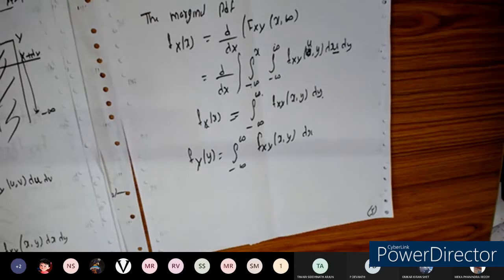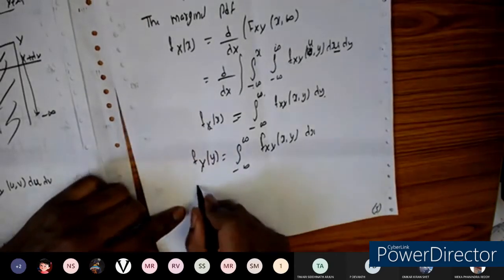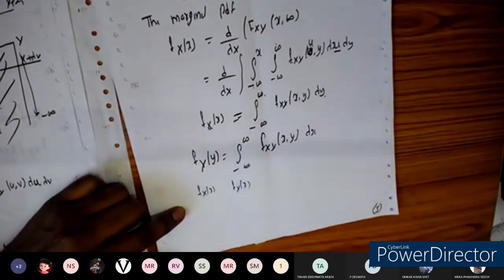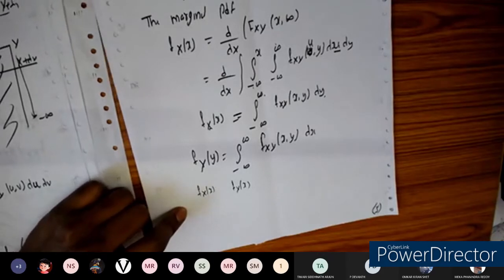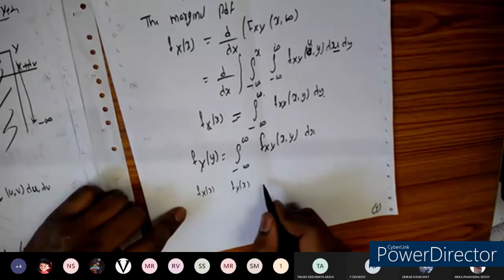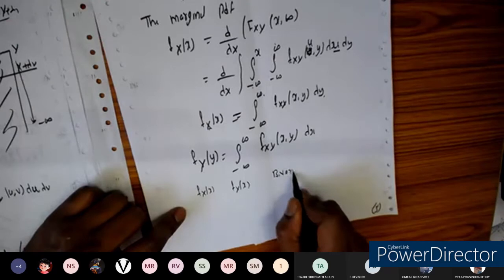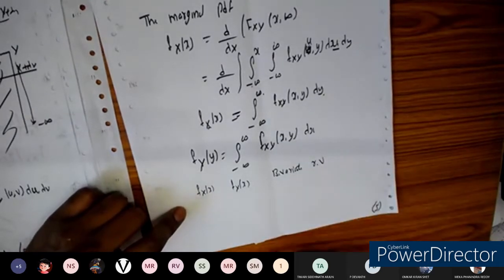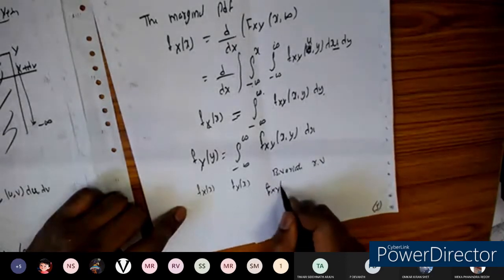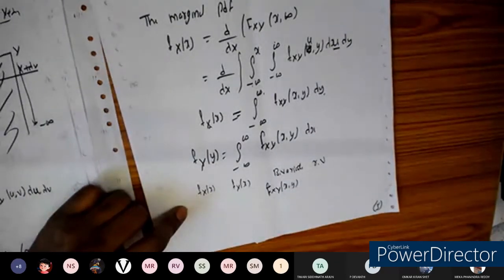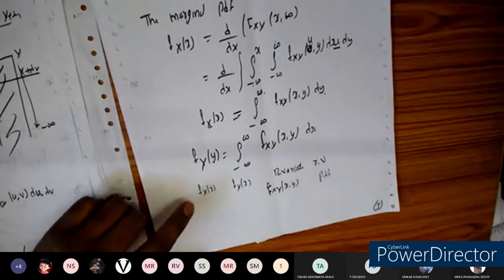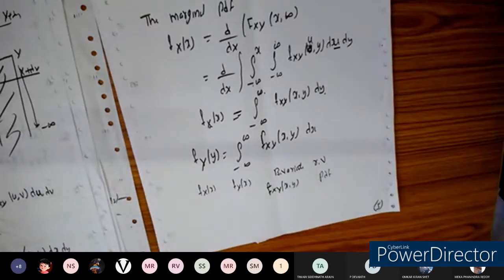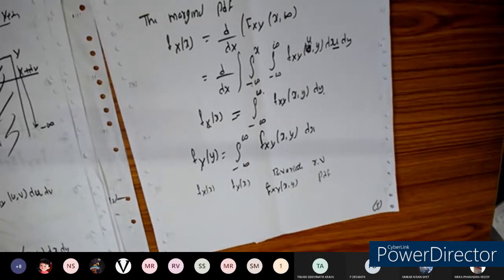When the probability density functions f_X(x) and f_Y(y) can be obtained from the joint bivariate random variable with f_XY(x,y), then such PDFs are called marginal PDFs, or marginal probability density functions.